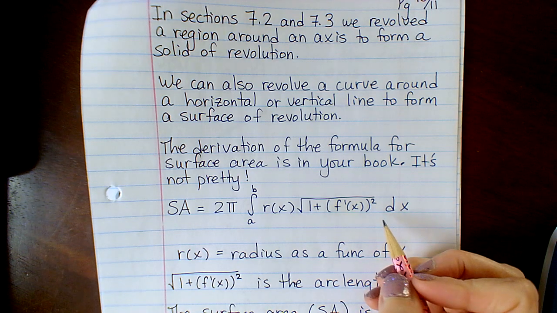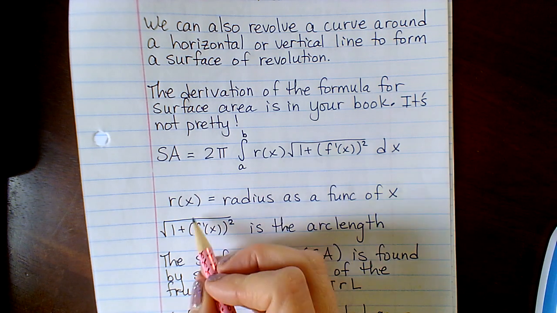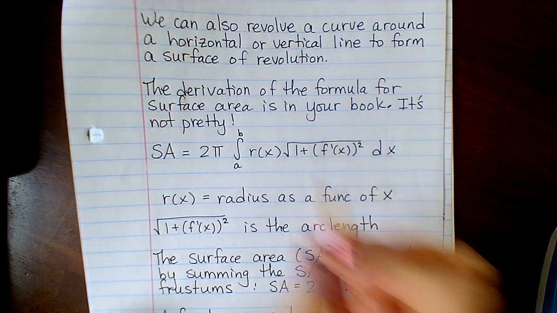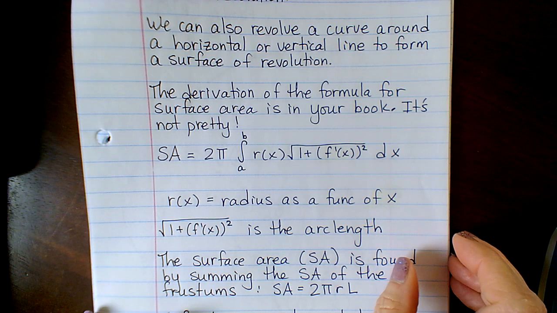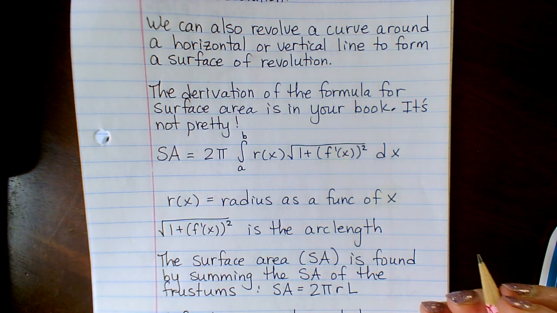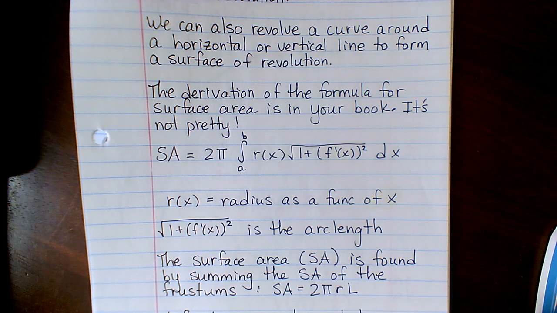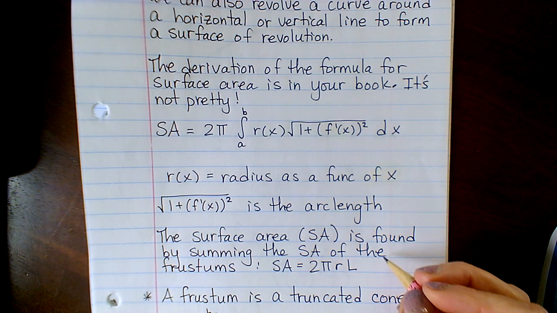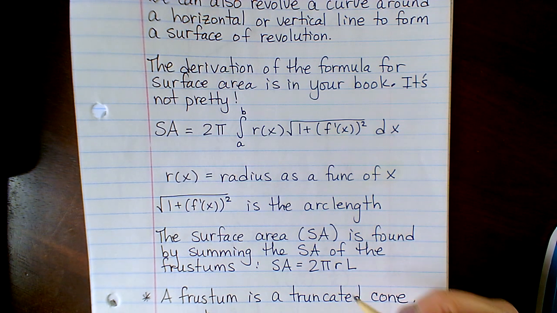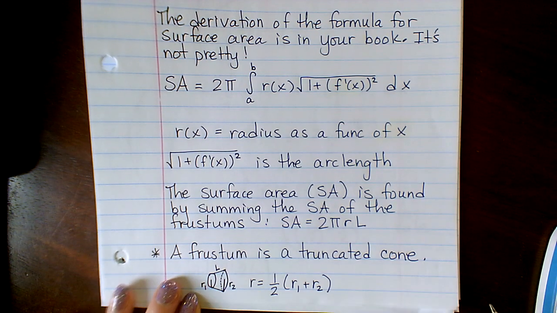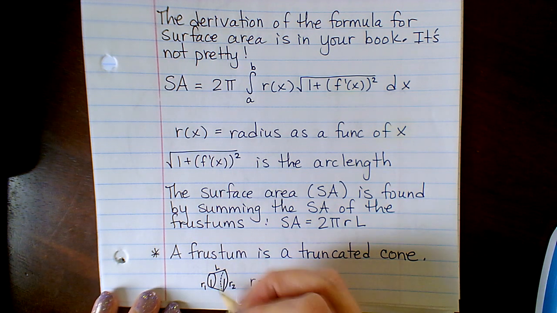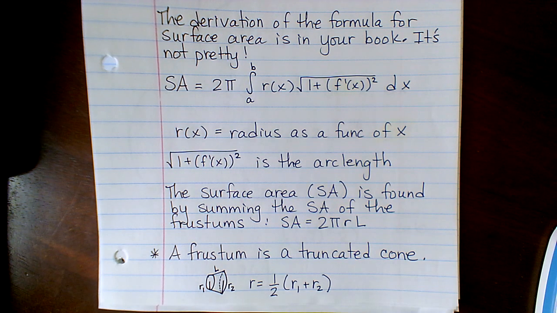But anyway, here's my surface area formula. The r of x is the radius as a function of x. That's not r times x. That's just the radius as a function of x. This, of course, is the arc length, and the surface area is formed by summing all the surface areas of those little frustums. Now, a frustum is just a truncated cone, so it's just a cone with the top lopped off, the pointy part lopped off.